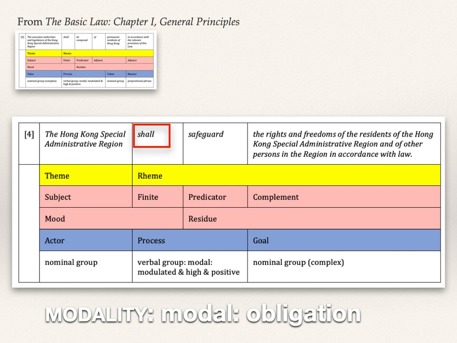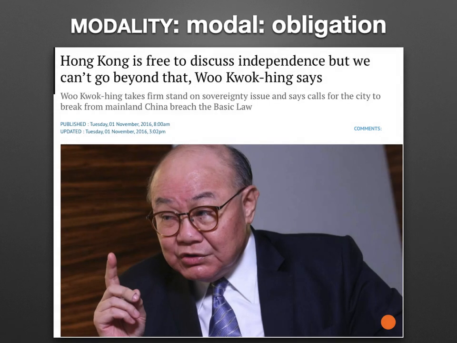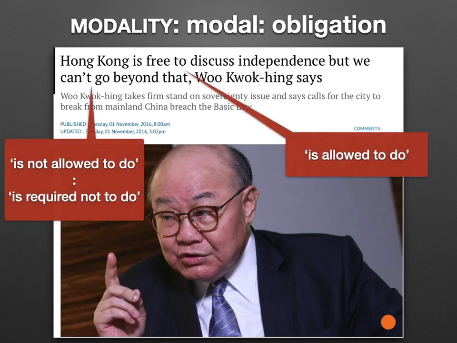And here's a little example from a few years ago during the campaign for the election or selection of the next chief executive officer of Hong Kong. And you remember a retired judge was in the running. He's one of the candidates, Woo Kwok-hing. And in an interview, he was quoted as saying, right, Hong Kong is free to discuss independence. So what is free to discuss?